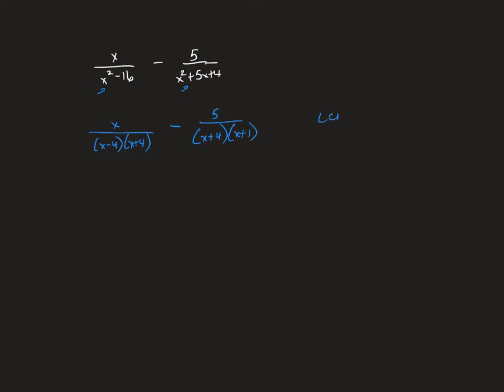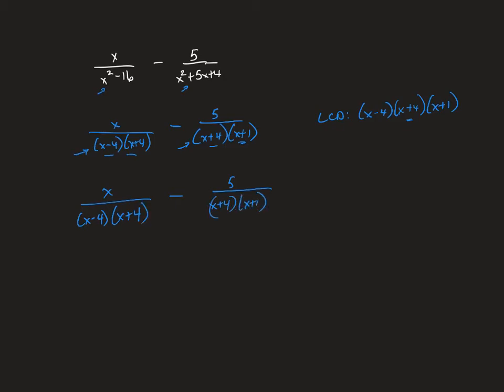So my lowest common denominator, I need to have an x minus 4, an x plus 4. From here, here's an x plus 4, but I already have one. X plus 1 I don't have, so that needs to be part of my denominator. So I need to change this denominator and this denominator to be that. So the first, I'll change x minus 4, x plus 4. That's what it is originally. And originally this one is 5 over x plus 4, x plus 1.